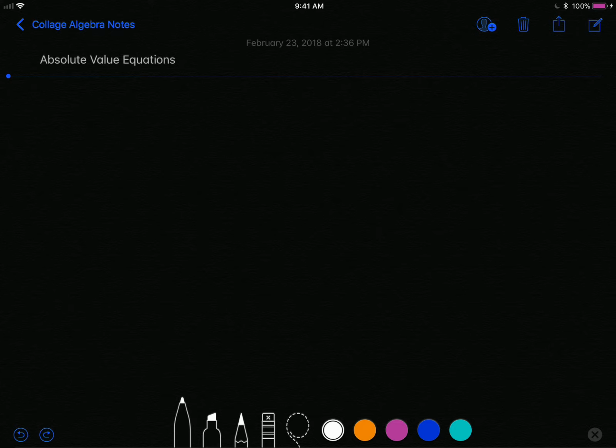Hi all, today we're looking at absolute value equations. First things first, we want to recall what the absolute value function is. If I take the absolute value of 5, the answer is going to be 5. If I take the absolute value of negative 5, well, the answer is also going to be 5. The absolute value is said to be the distance from that number to 0. A distance is always positive, and so the absolute value simply throws out negative signs.